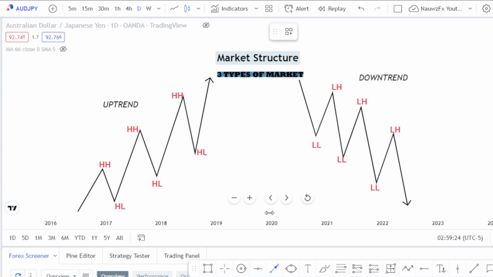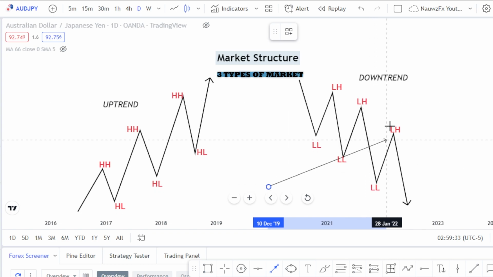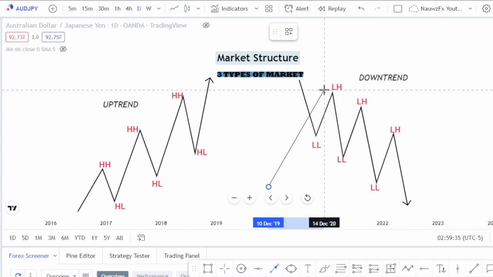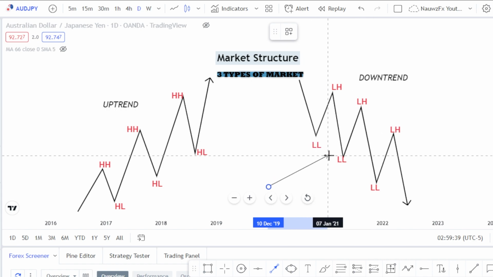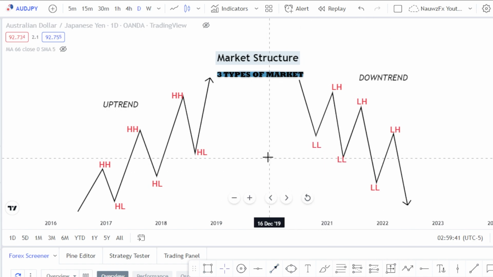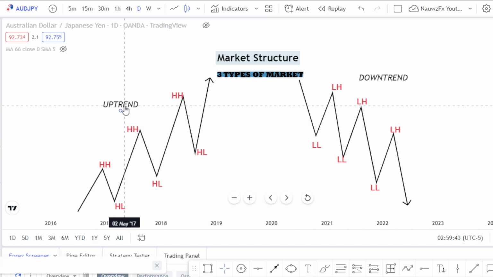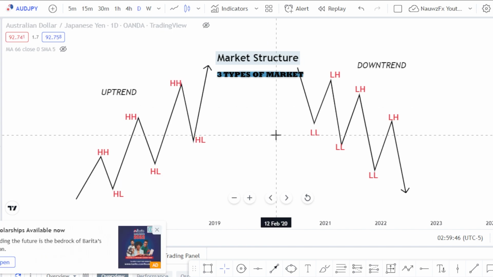So with the downtrending market, guys, you will simply see that we have the market making lower lows and lower highs, lower lows, lower highs, lower lows, lower highs, and so on. So you realize the highs are getting lower each time and the lows are getting lower. So it's quite the opposite of an uptrend, guys. So these are the main types of trending markets that we have, the only types of trending markets that we have. Now we are going to take a look at the third type of market structure.